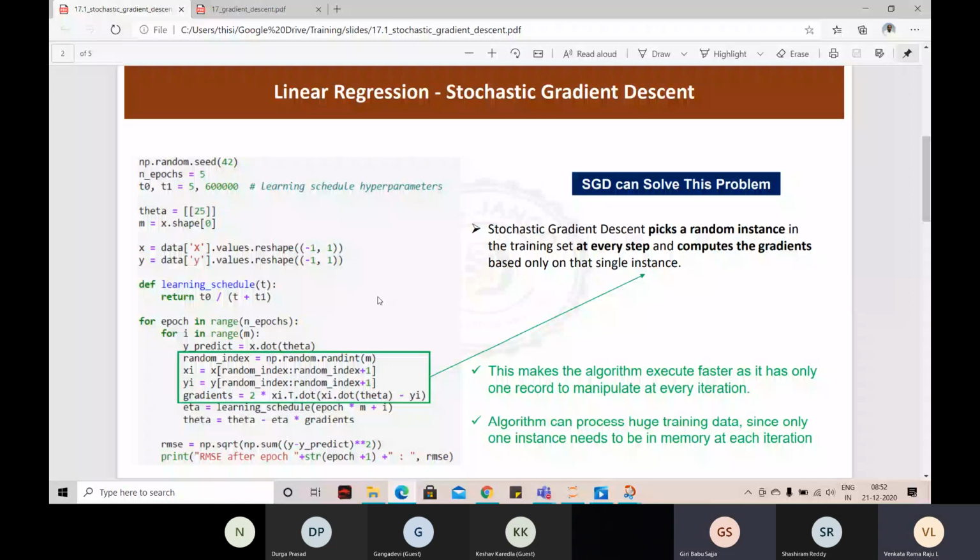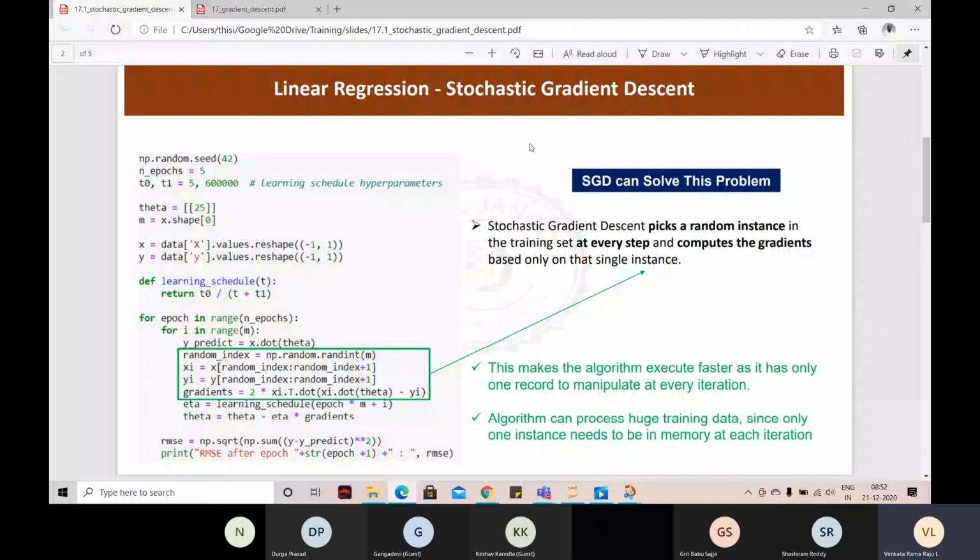Yeah, we are able to see. In stochastic gradient descent, what it takes is one record at a time. If you look at this code, y predict is equal to x dot theta. Okay. And then this prediction is going to be for all records.